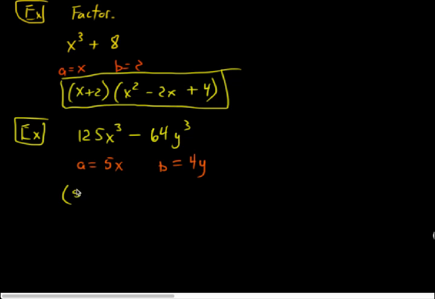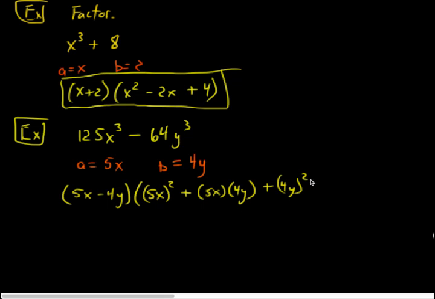So it'll be A minus B, so (5x minus 4y), close parentheses, multiplied by A squared, so that's (5x) all squared, and this is where I'm going to actually write an extra step out, plus AB, so that's 5x times 4y, plus B squared, so that's (4y) squared.